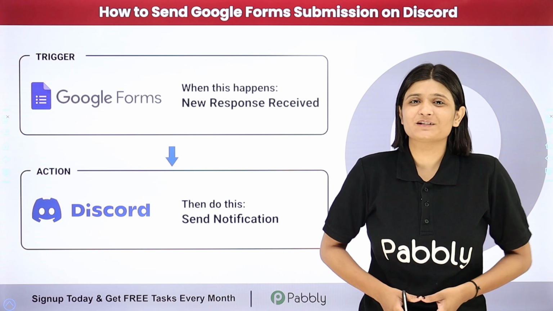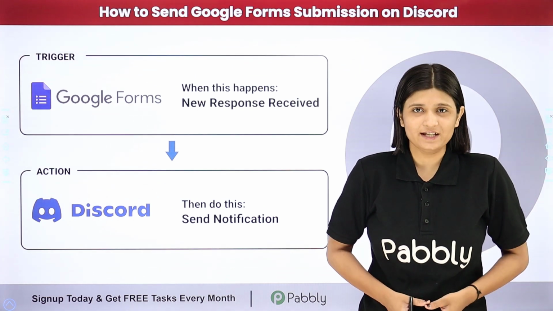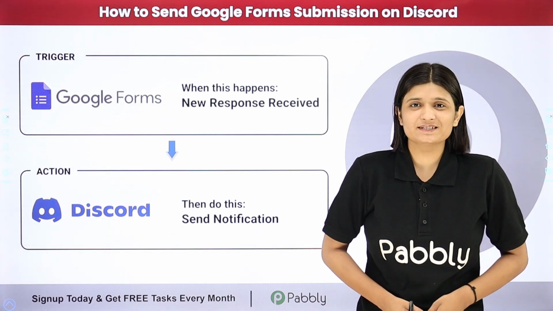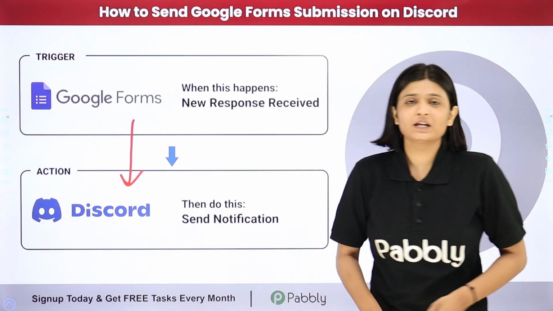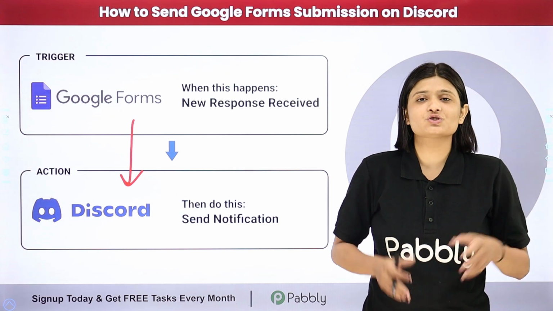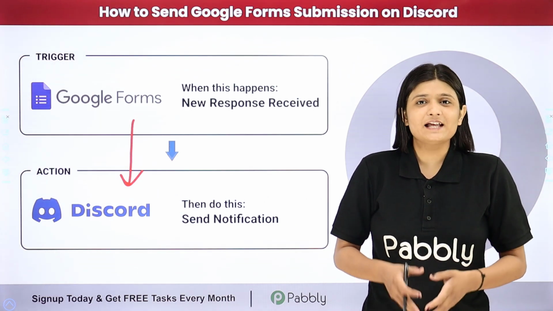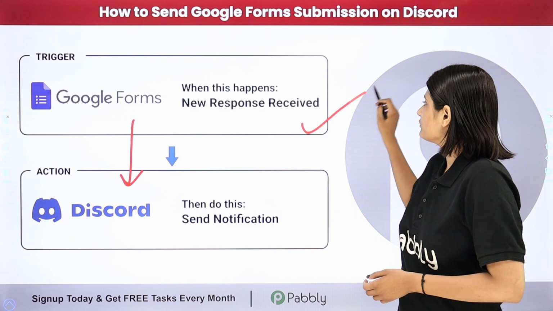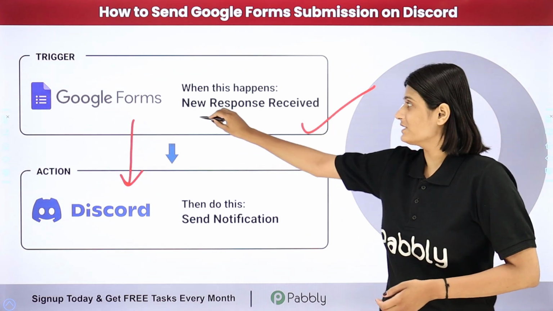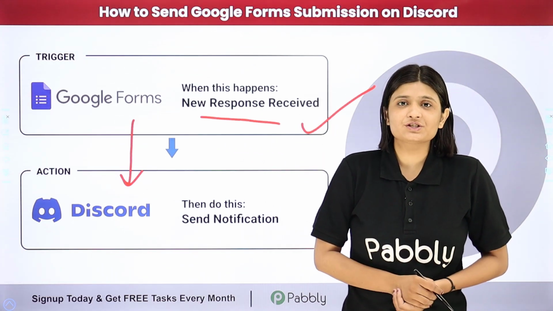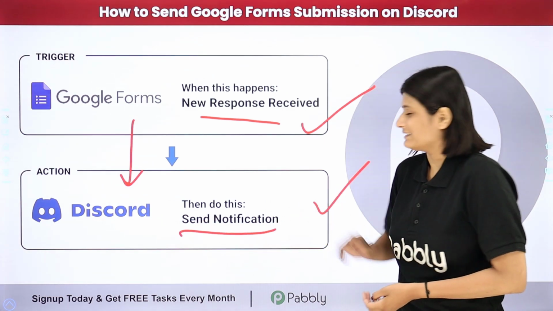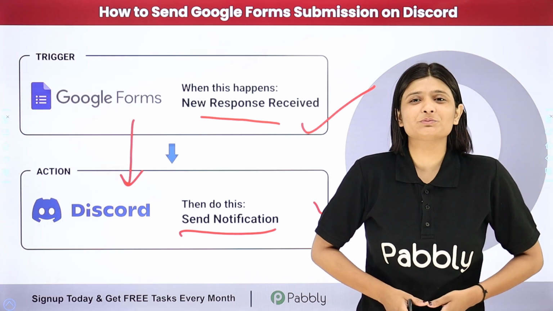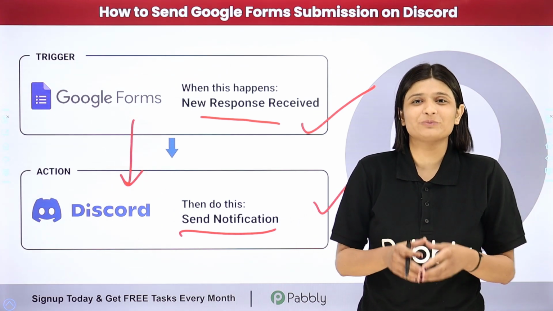Pabbly Connect is an amazing automation and integration software which requires no coding or programming skills. Here I just need to build a connection between Google Forms and Discord. Pabbly Connect runs on two principles, which are trigger and action. As my trigger application, I'm going to take Google Forms, from where I will receive a new response. And in my action application, I'm going to take Discord, where all these details will be shared automatically. If you want to learn this amazing automation step by step, then let me take you all to my screen.